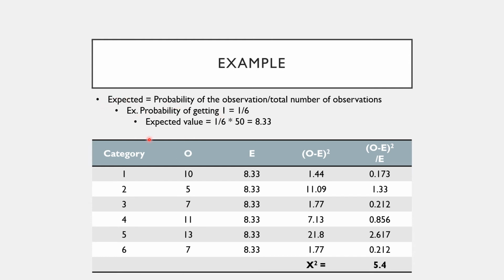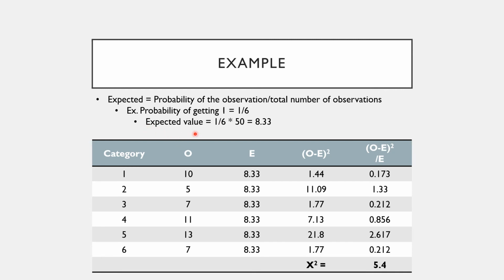Like I said, you're going to need to calculate your expected. It's not predetermined. So your expected is going to equal the probability of the observation multiplied by the total number of observations. For example, let's look at the probability of rolling a 6 or rolling a 1 in your 6-sided die. It's going to equal 1/6 because there's 6 sides. Each possibility of rolling each side is equal, so it's going to be 1/6.